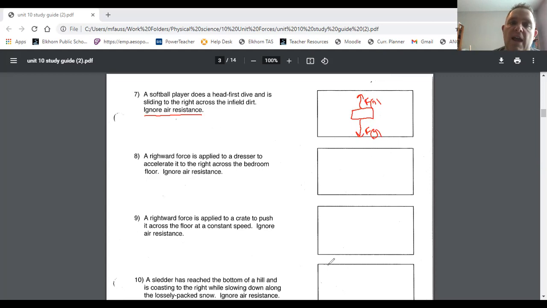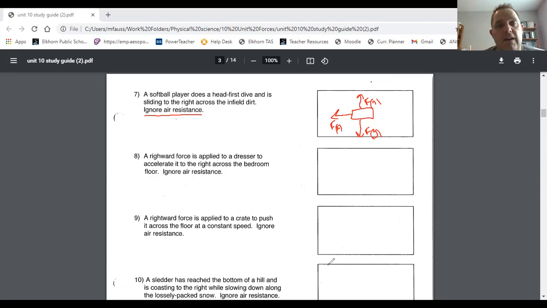Now, we're sliding across to the right. We have to have some sort of force. And think, if you're in there, you're actually slowing down, right? You're not just speeding up as you're sliding on the dirt. You're slowing down. So we're accelerating in the opposite direction. And it says it's going to the right, so we're going to have a force of friction to the left. Again, they're not the direction of where we're going. They're the acceleration. So there is number 7.